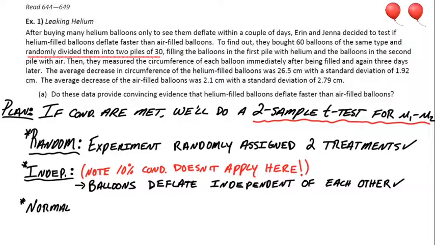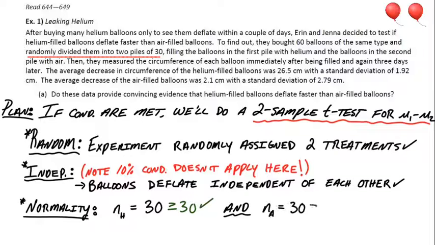And last but not least, let's talk about normality. Looks like we have just enough balloons in each group to apply the central limit theorem. So when we're talking about means, it's nice to have at least 30 in each group. So the central limit theorem will ensure normality for us. All right, we've got 3 check marks. We checked all 3 conditions.